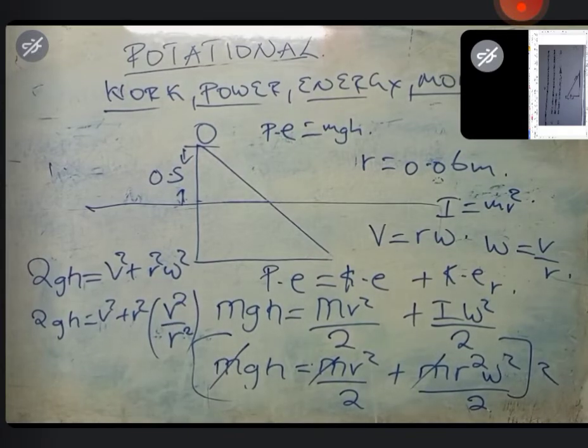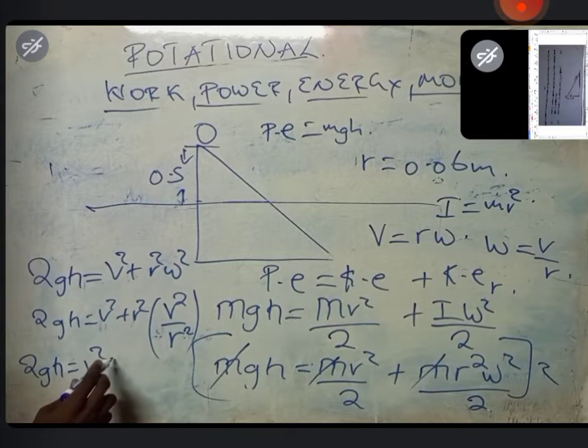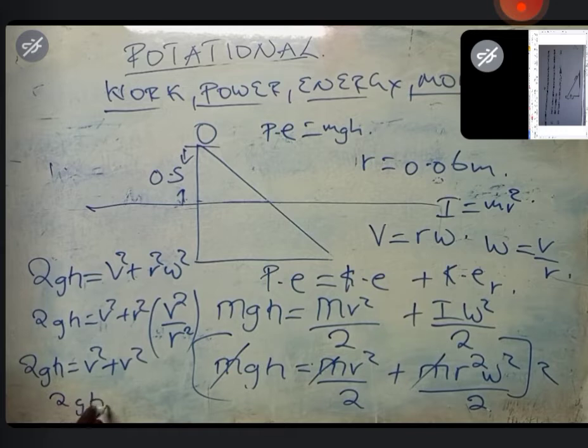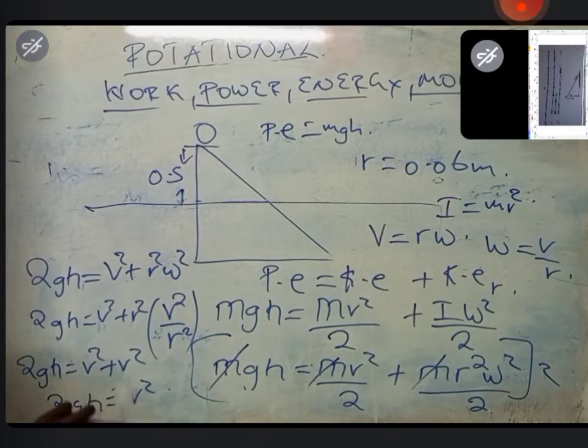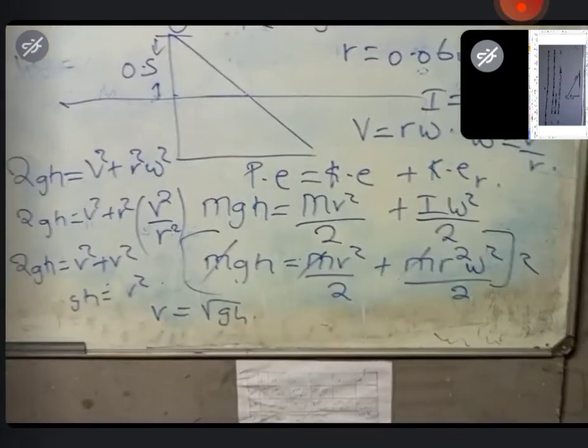So you're able to see that the radius cancels out. Then you are going to have 2gh being equal to v squared plus v squared. You have 2gh is equal to 2v squared. From there, you're able to divide by 2, and you're able to find your v as the square root of gravity and what? Height. Are there any questions, guys?